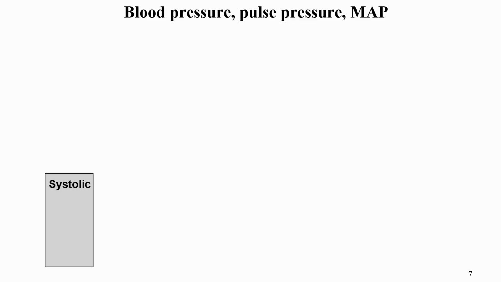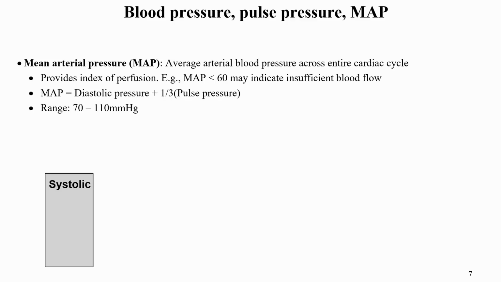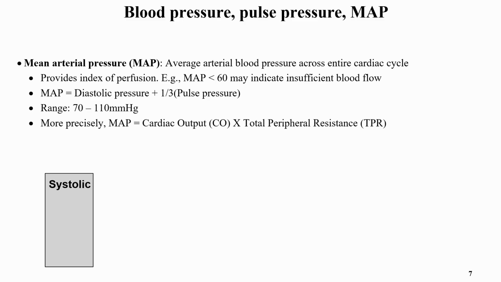All right. Next is, what is the mean arterial pressure? That's the average arterial pressure across the entire cardiac cycle. And we can't just take the average of the systolic and the diastolic. We take the diastolic plus a third of the pulse pressure. Another way to calculate the mean arterial pressure is to calculate the cardiac output and multiply that by the total peripheral resistance. I will talk about what that is later.